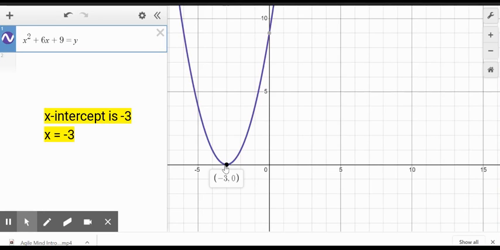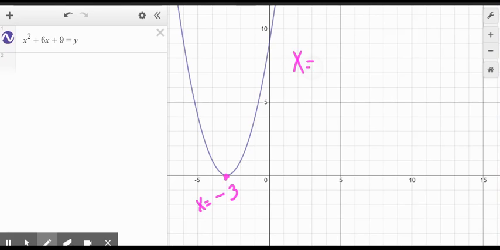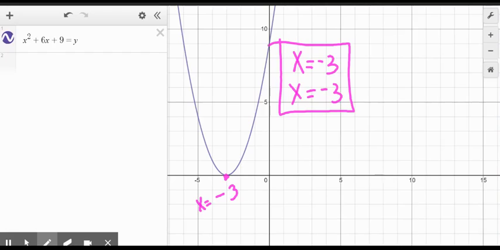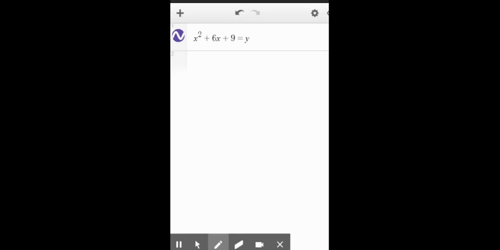It hits at -3. It's a little weird, but what we're going to do is write the same thing twice. So when you're asked for the solutions, you have x equals -3 and x equals -3 because there's really only one solution. Now let me show you why this works algebraically.